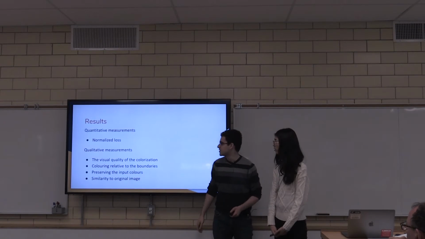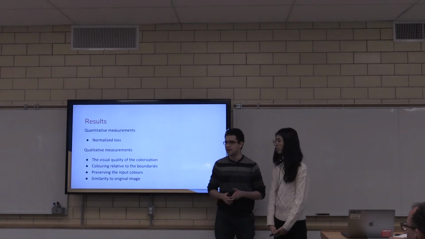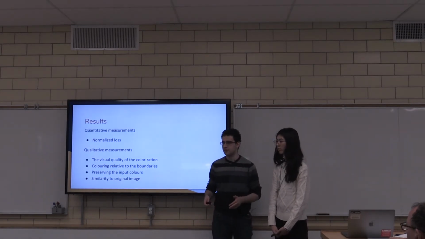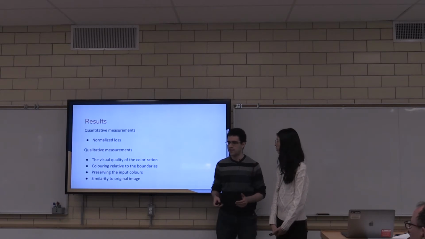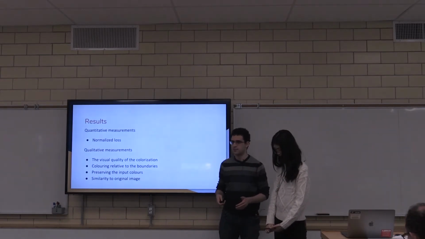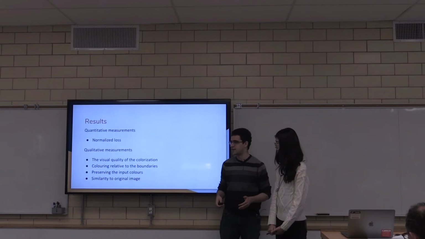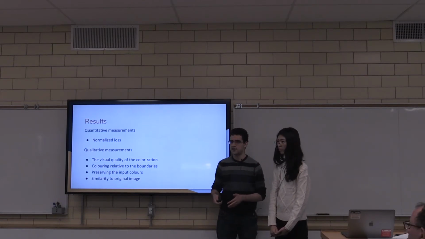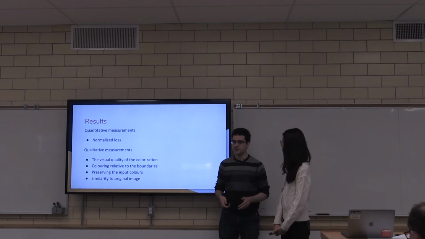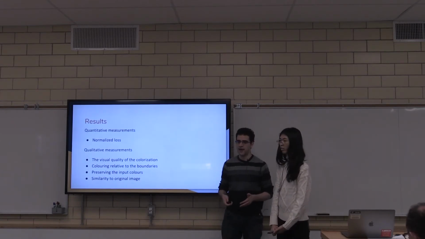Our qualitative measurements include just looking at the image and getting a sense of flaws, if there are gray patches, if it doesn't preserve the colors of the inputs, if it doesn't really detect the edges very well. We want to compare it to the similarity to the original image, and also we want to ask ourselves, is this convincing on its own without having an original image?